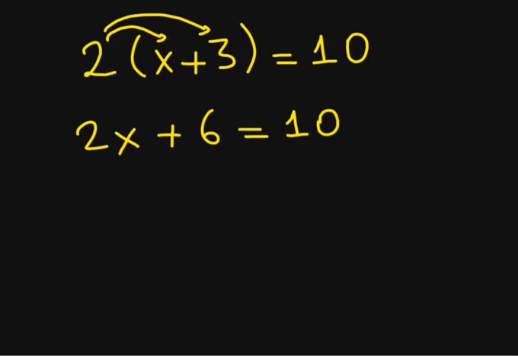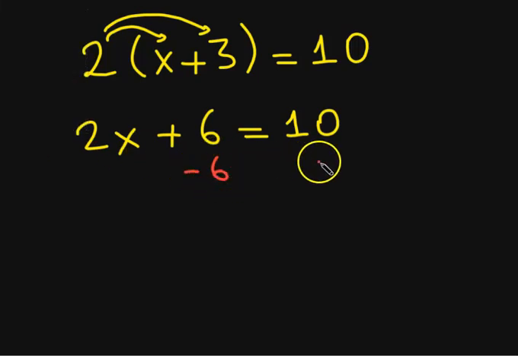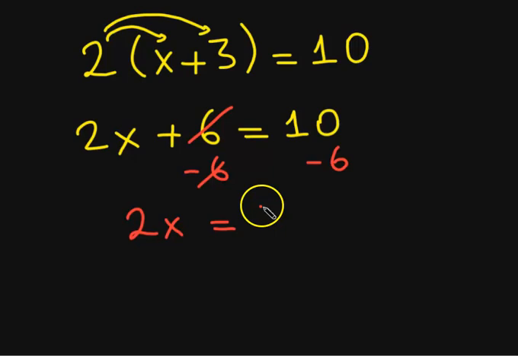Now I can subtract 6 from both sides to get rid of 6. On the left side, plus 6 minus 6, they are gone. I have only 2x. And on the right side, I have 10 minus 6, which is 4. So the equation becomes 2x equals 4.